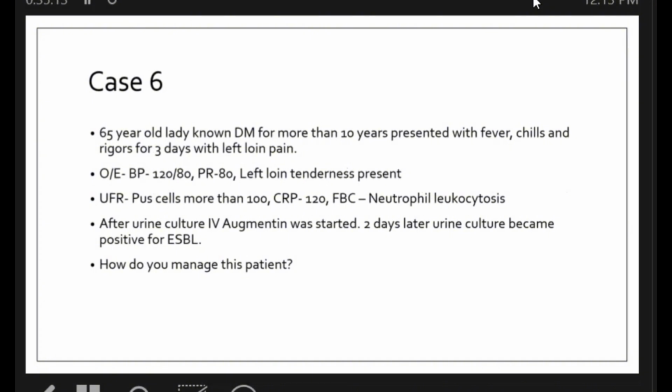Another example: a 65-year-old lady, diabetic, comes with fever, chills and rigors for 3 days. She is hemodynamically stable, not much tachycardic, with loin tenderness, significant pyuria, quite elevated CRP, and leukocytosis. After urine culture, Augmentin was started, and after 2 days the urine culture became positive for ESBL. How do you manage this patient?